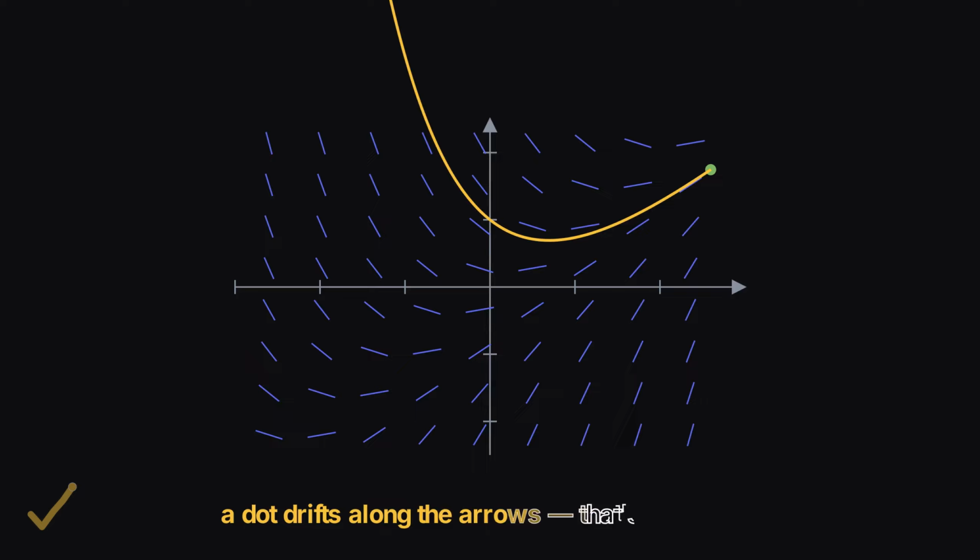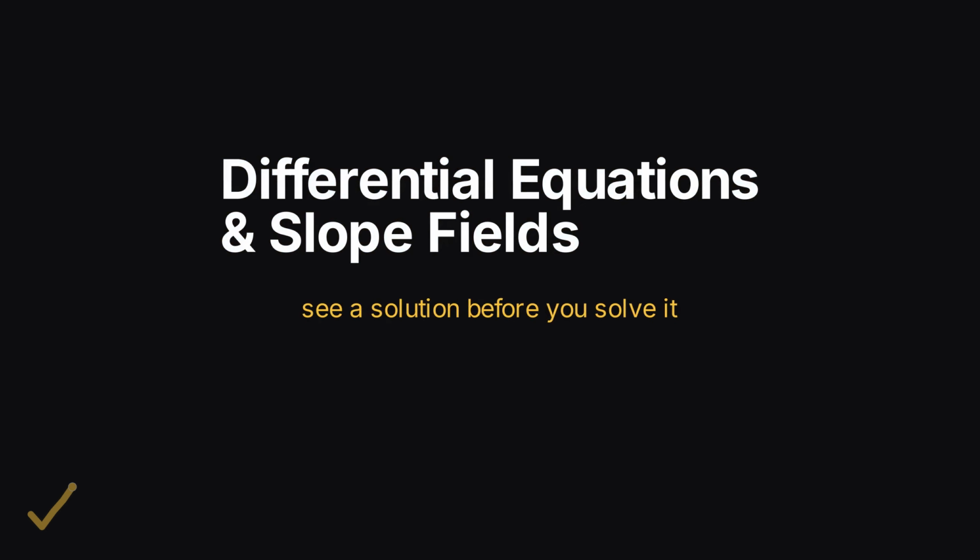A differential equation tells you the slope at every single point but not the function itself. Picture that as a whole field of tiny arrows. Drop a dot anywhere and it drifts along them like a leaf carried on a current. That picture is called a slope field, and it unlocks two big exam skills: matching a field to its equation and Euler's method. Let's see all of it.